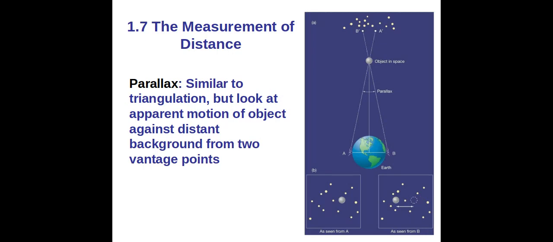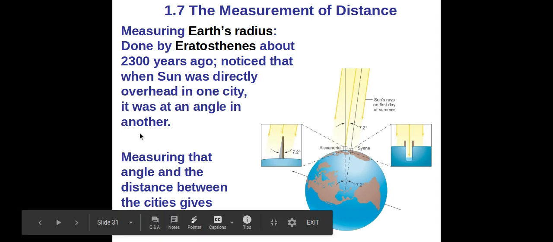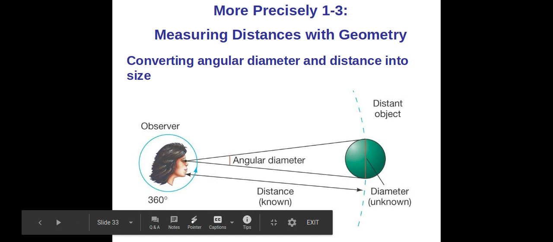We already talked about parallax, so we won't spend time there. This is talking about Eratosthenes' experiment that he did to figure out the circumference of the Earth. And I think that's it.